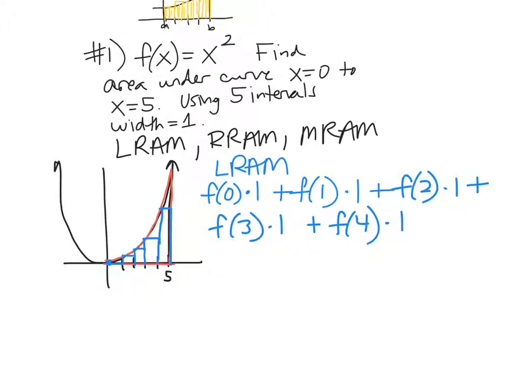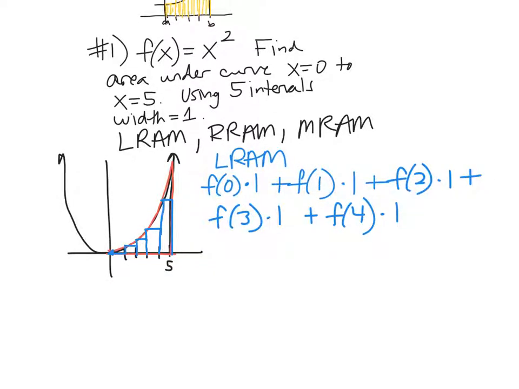Okay, so the first one, well, we know that F of 0 is 0, and 0 times 1 is 0. So my first rectangle actually has no area. Do you see that rectangle? It's a flat line. It's this first rectangle right here.